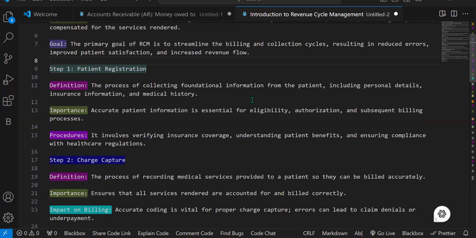Procedures. It involves verifying insurance coverage, understanding patient benefits, and ensuring compliance with healthcare regulations. By checking all these details, they will verify the insurance coverage, how much coverage the insurance will pay for the required diseases, and whether these diseases will be paid by the insurance or not. They will check all these details and then proceed to the treatment. So what is understanding patient benefits? It means whether the insurance is giving these benefits to this patient or not.